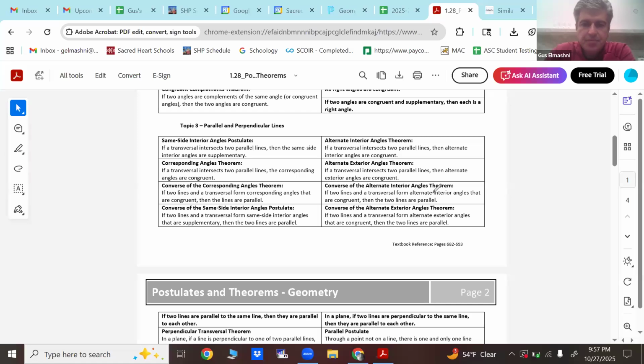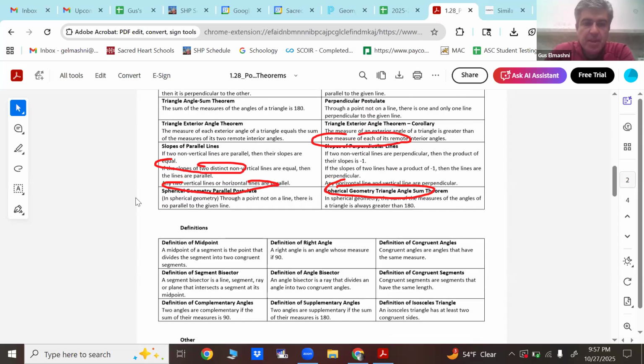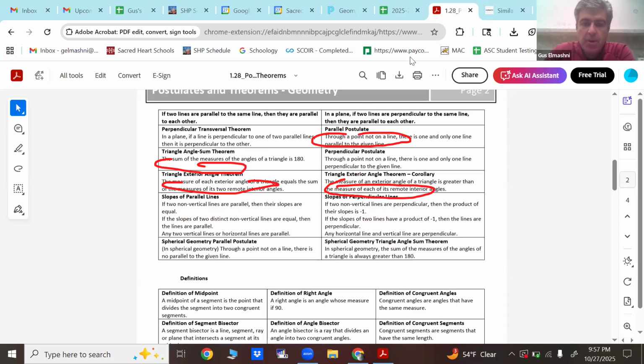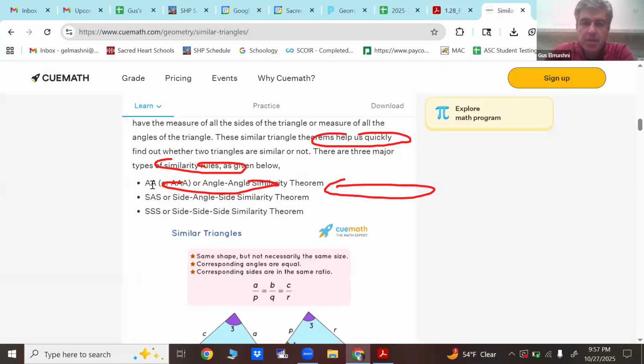So we have those. So those are important to pay attention to. You don't have to say the converse, but you could just say, again, two lines are parallel, the alternate interior angles are congruent, or corresponding angles are congruent for parallel lines. And then I want to point to the similarity theorems.